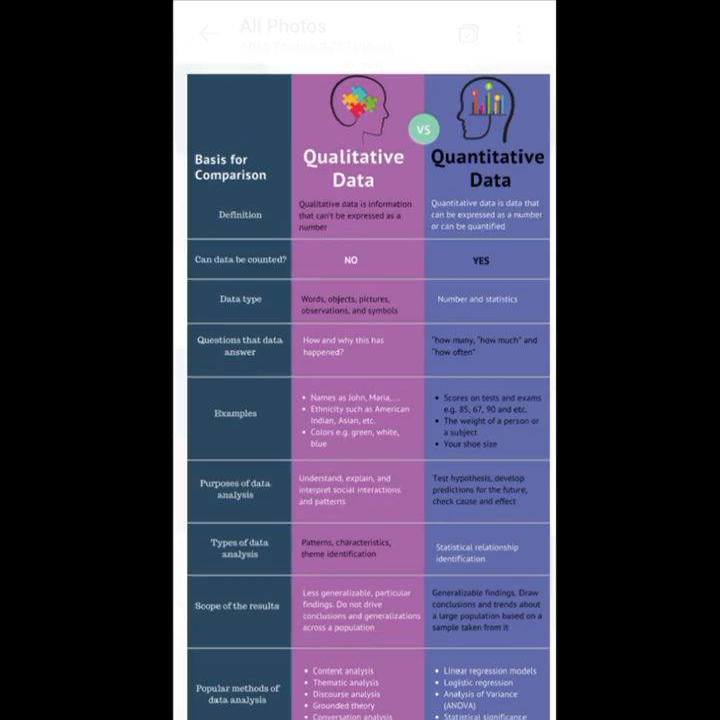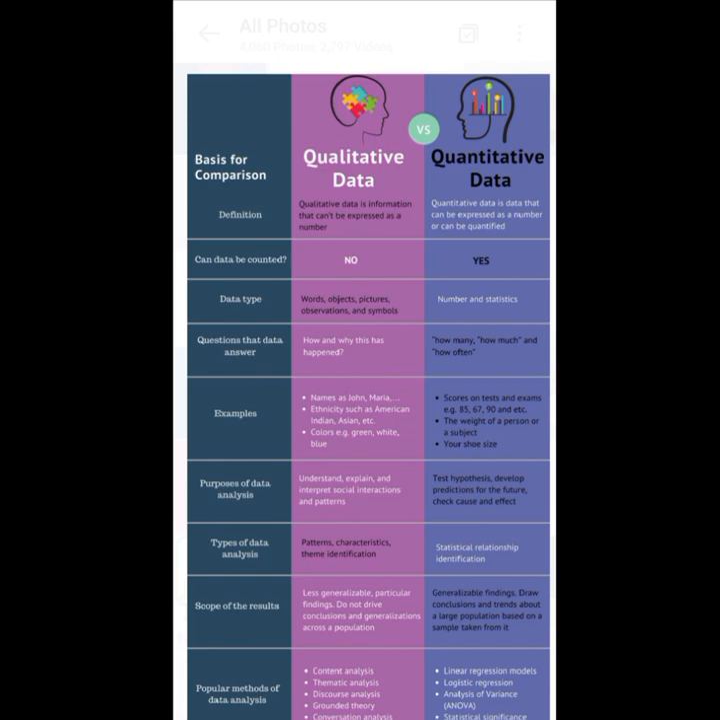Now, on the other hand, quantitative data is the type of information that can be measured or expressed in numbers. Let's take an example: your age, 34, 25 years old, your exam score 88 out of 100, your height 5 feet 8 inches. So, qualitative is equal to words and descriptions, and quantitative is equal to numbers and measurements.